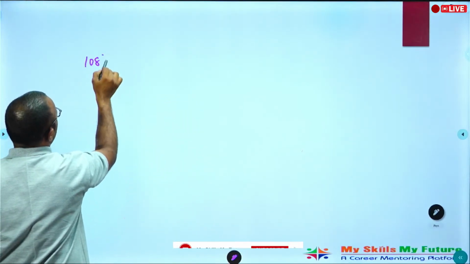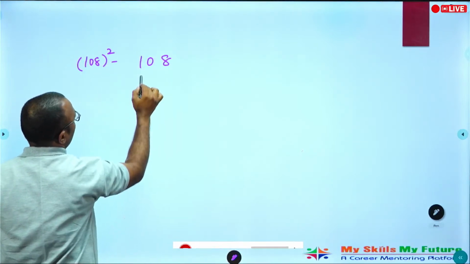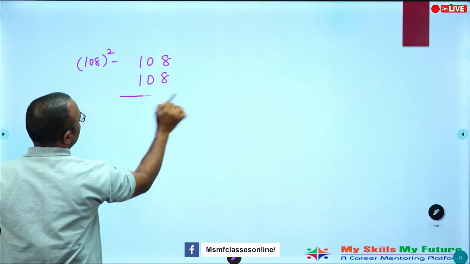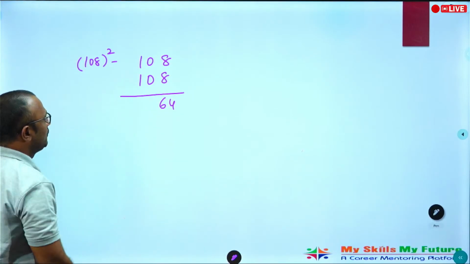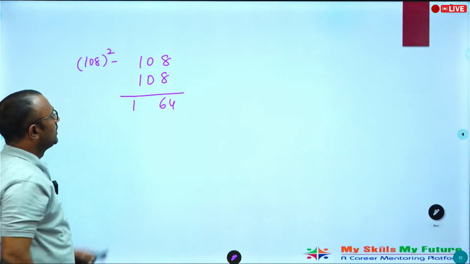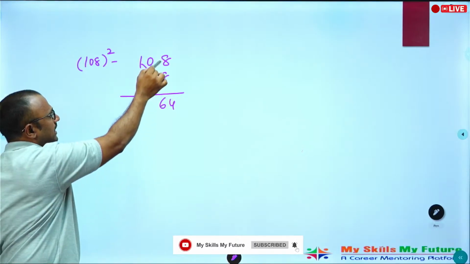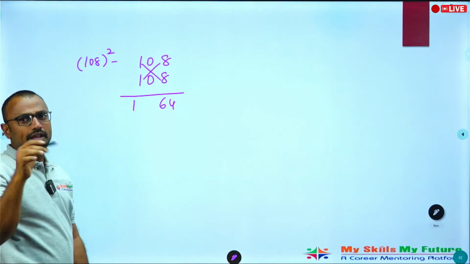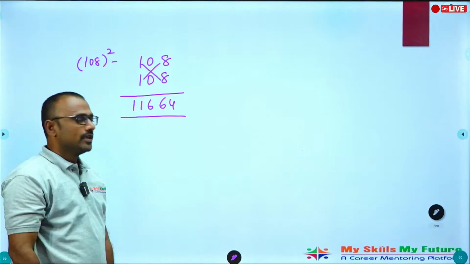One more example, 108 square. Write 108 two times. 8 square is 64, and 1 square is 1. Then 8 into 1 is 8, plus 8 into 1 is 8, so 16. So 108 square is 11664.